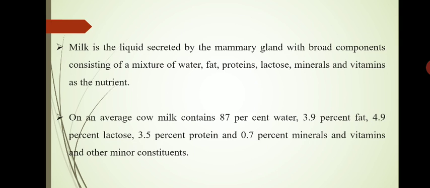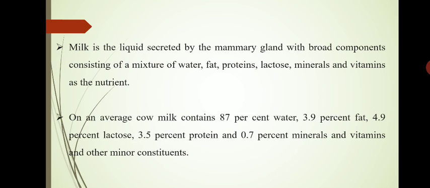Milk is a liquid secreted by mammary glands with broad components consisting of a mixture of water, fat, proteins, lactose, minerals and vitamins as the nutrients. Basically, milk contains lots of water, almost 87 to 90% water. Besides that, it contains solid material that is known as total solids, and in those solids we can find fat, proteins, lactose, different types of minerals as well as vitamins.